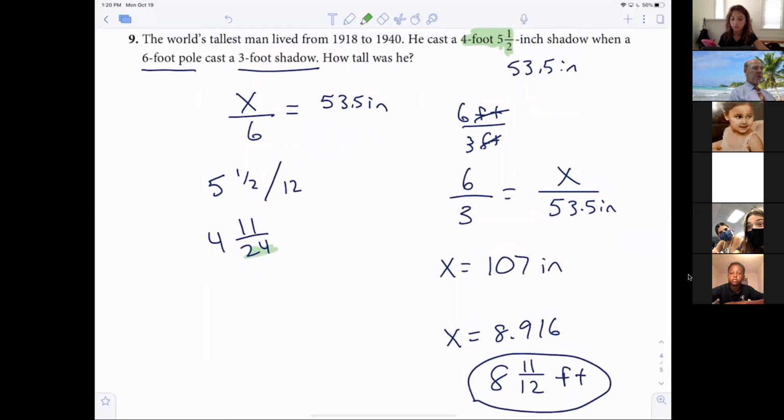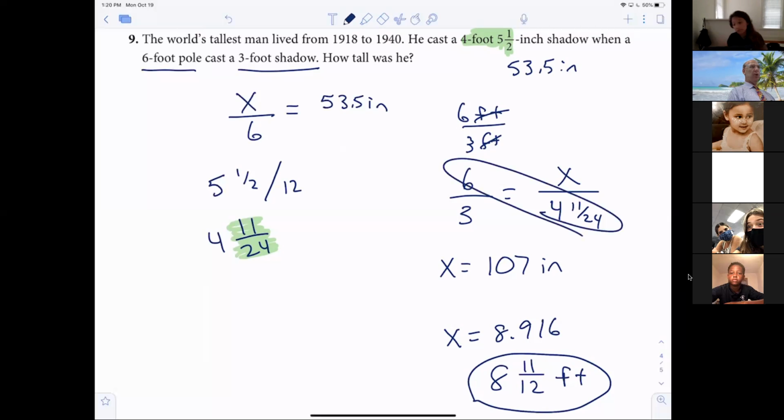Does everybody understand how 5 1/2 became 11/24? Yes. Then you could write it as your proportion down here. Instead of doing that, you could have just said 4 and 11/24. That's how I prefer it, actually. Because you have to cross multiply, remember? Multiply that times that and then divide it by that.